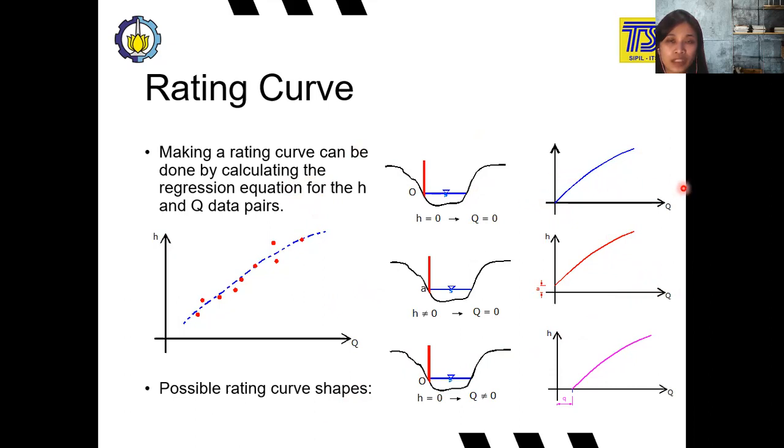For example, here, when the key is 0, of course, there is no water level, so there is a water level of 0. But there is also a condition where the water level is not 0, but the discharge is 0. So the rating curve will be like the second one. There's also a condition where the water level is 0, but the discharge is not 0. So the rating curve will be like the third one.